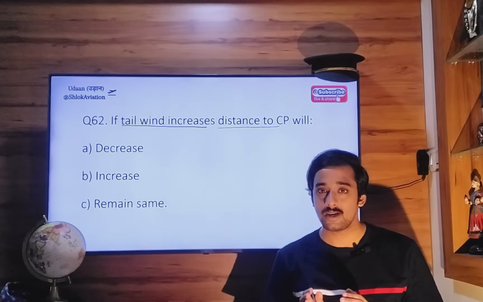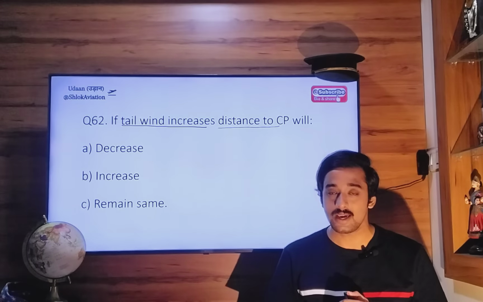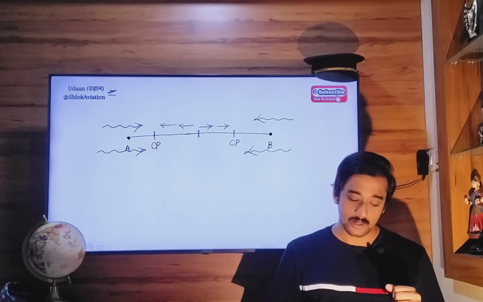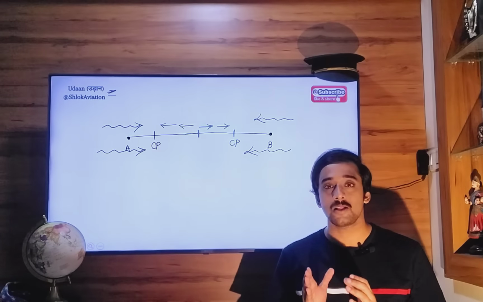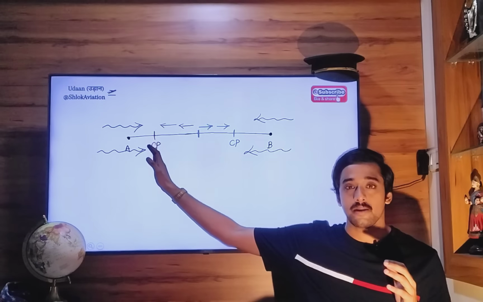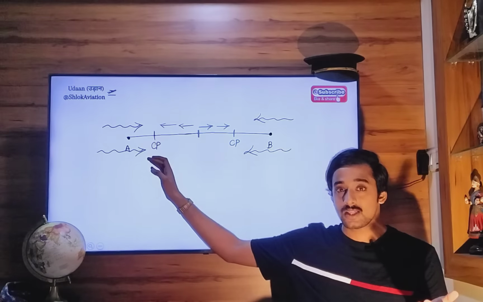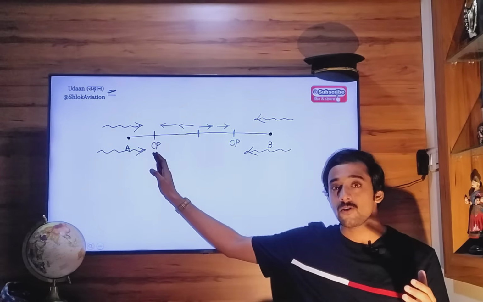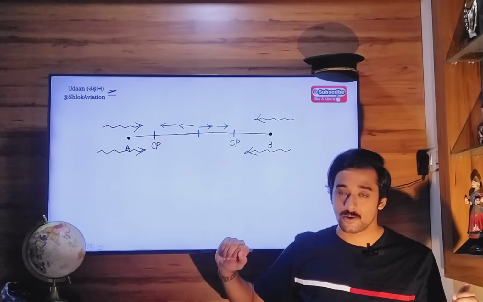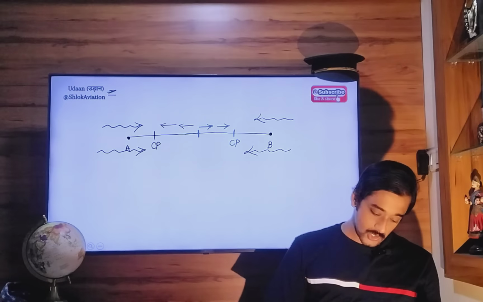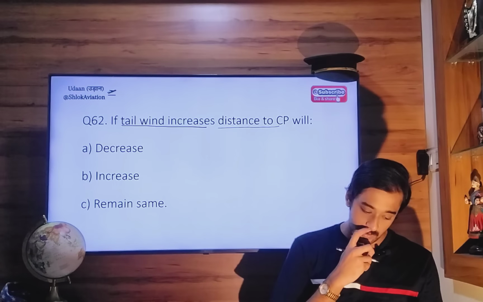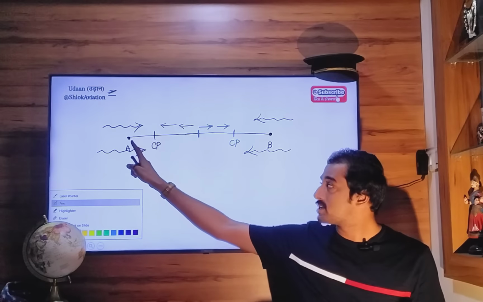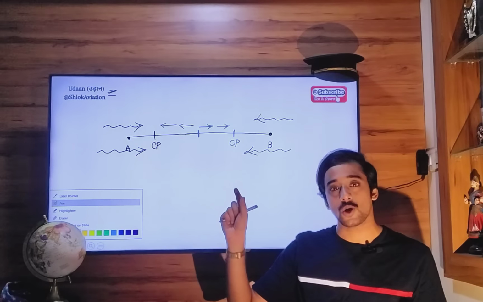That means you were receiving tailwinds initially, but now the strength of the tailwind has increased even more. So what will happen to the critical point? Since you are getting tailwinds, the critical point will be near your departure airport. And now, when the strength of this tailwind increases, the critical point will move even further towards the departure airport. So the distance to CP will decrease. As the critical point moves towards your departure airport, the distance between your departure airport and the critical point goes on decreasing.